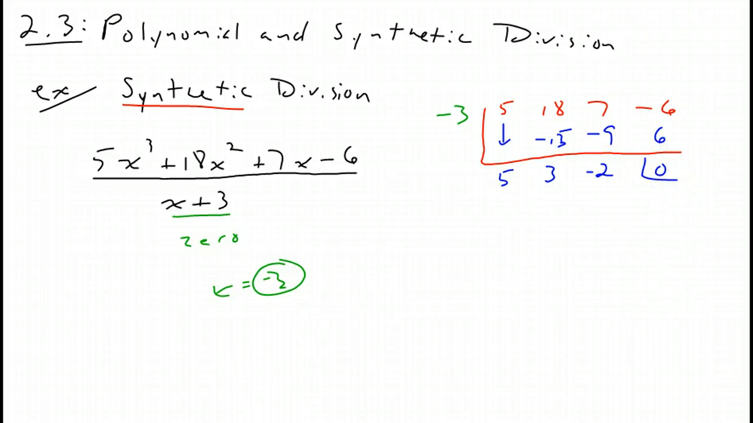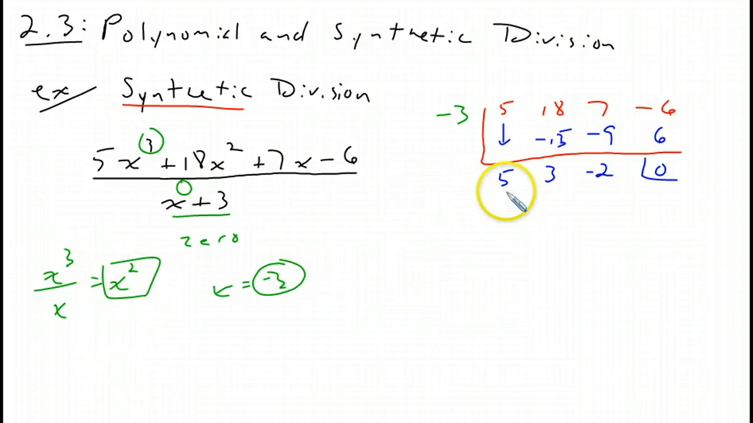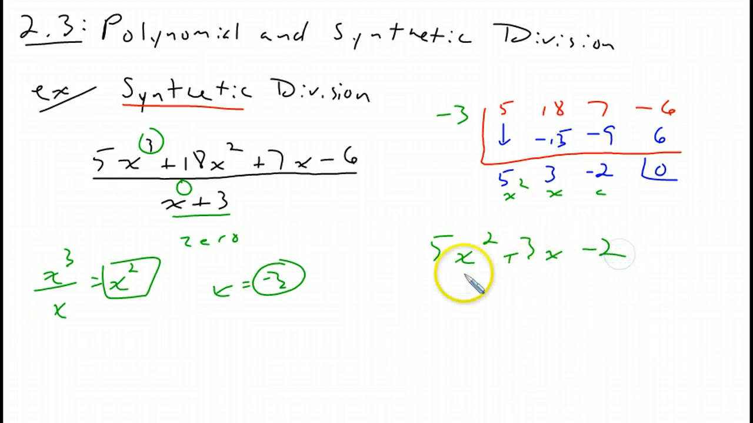Now, when you're actually writing your answer, since we divided an x cubed by an x to the first power, x cubed divided by x is x squared. So our first term now is going to be x squared. So here's your x squared term, this is your x, and this is now your constant. So in writing your answer, we'll actually have 5x squared plus 3x minus 2. There it is, synthetic division, way faster.